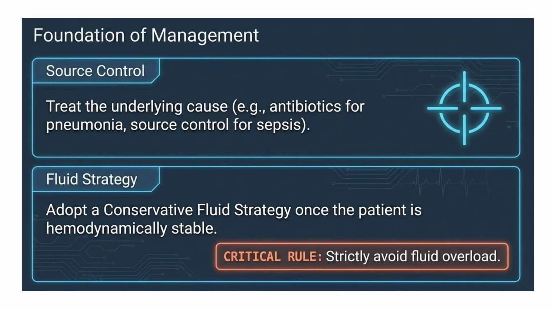So how can we manage this patient? First and most important is to treat the underlying cause: antibiotics for pneumonia and source control for sepsis. Another important thing is fluid. Monitoring the fluid is very important, so don't give too much fluid. The patient should be hemodynamically stable, so we should avoid fluid overload.